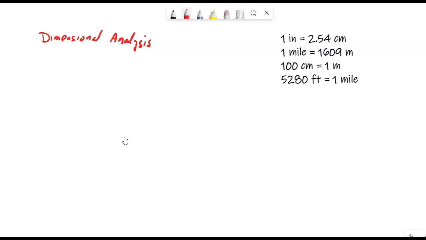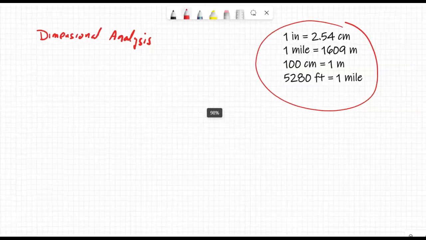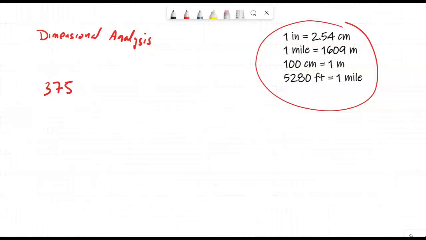So I have over here some units written and the relationships between them. 1 inch is equal to 2.54 centimeters, 1 mile is 1,609 meters, 100 centimeters is 1 meter, 5,280 feet is 1 mile. So let's do some easy conversions. Let's say I have 375 centimeters, and I want to find out how many meters that is equal to.